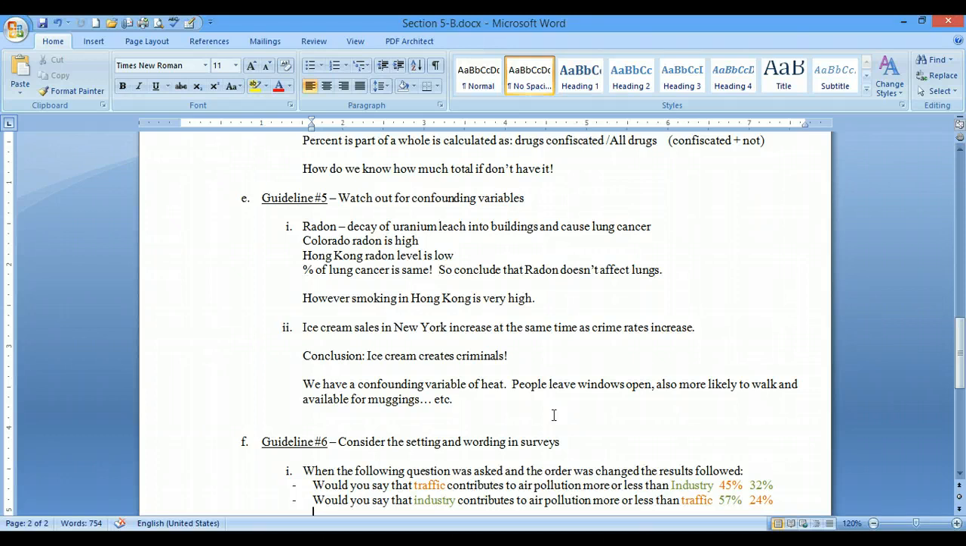Why would crime rates increase in the summertime? We can brainstorm, and I'm sure you have come up with some of your own ideas of why that might occur. But a couple of things that I thought of were, in the summertime, people leave their windows open because they want to cool their apartments down or hopefully have a breeze come through. Also, in the summertime, people are more likely to walk around instead of getting into a cab or driving or taking a bus because it's warmer, versus in the wintertime you're going to want to drive. And so they're more available to be mugged. So the confounding variable is heat or the summertime.